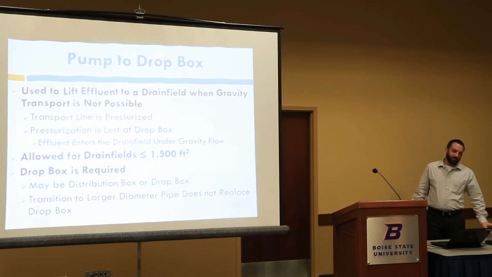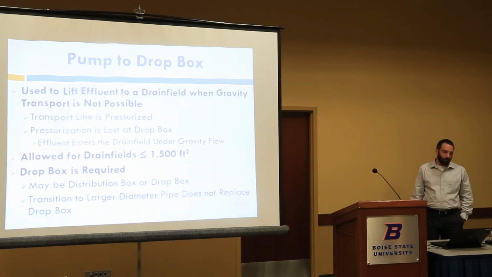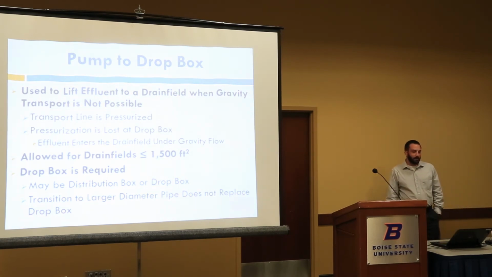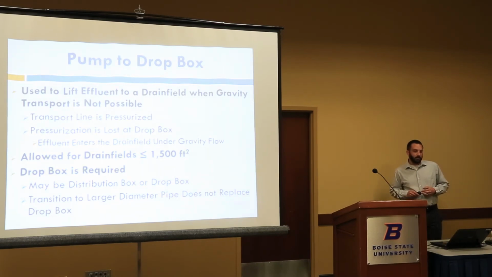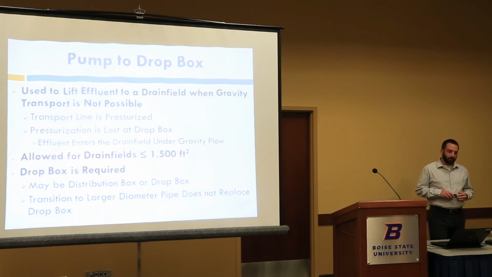This is a system that's used to lift effluent to a drain field when gravity transport's not possible. It does include a transport line that's pressurized, and pressurization is then lost at the drop box. And then the effluent moves through that drop box and enters the drain field under gravity flow. So again, this is when we're installing the drain field up and above the septic tank for whatever reason.